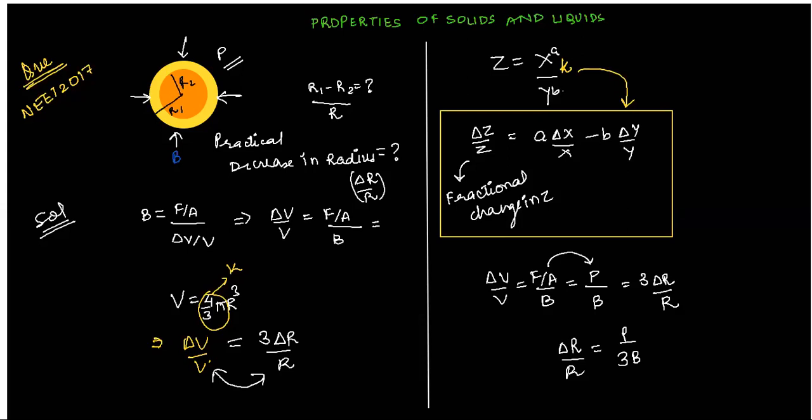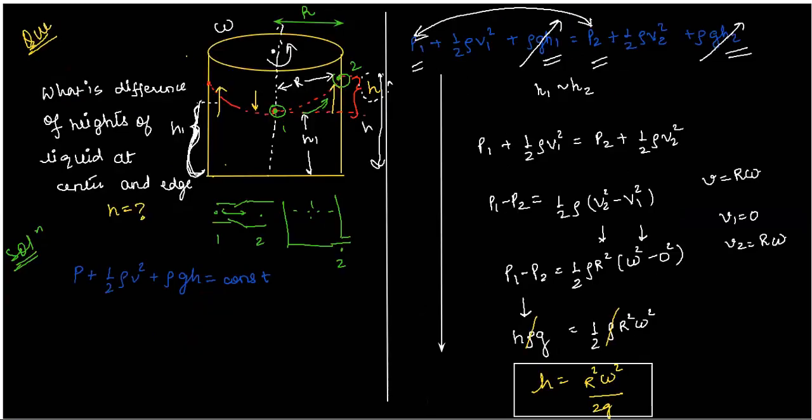After this, we came on to the next question where a cylinder is rotating about its axis, and we had to find out how much is the difference that comes between its center point and the edges. This height we had to find out, and we proceeded with the question.